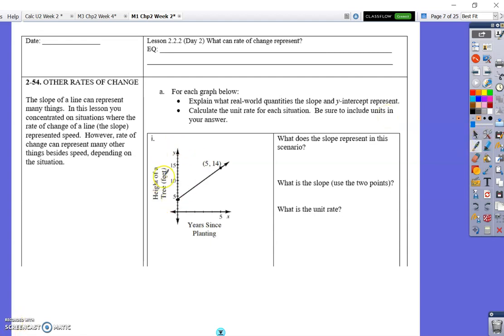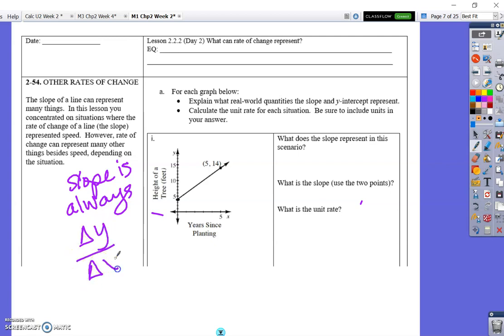So hopefully you've taken a minute to think about what the slope is representing. So we know the slope is always the change in y over the change in x. So the question is, what is it representing? So we've got our words. Our delta y is the change in height, and our delta x is the change in time or years. So the slope represents the growth of the tree over years.